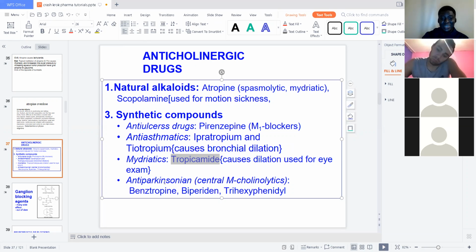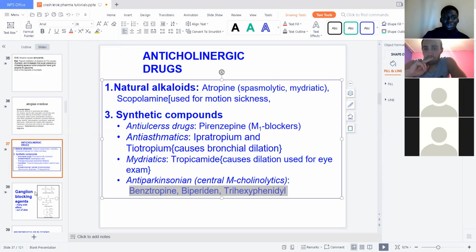Also, anti-Parkinson drugs. So we have benztropine and trihexyphenidyl. So I want you to take note of these drugs, benztropine and trihexyphenidyl. So it's a very important question. So they can be used to treat Parkinson's.